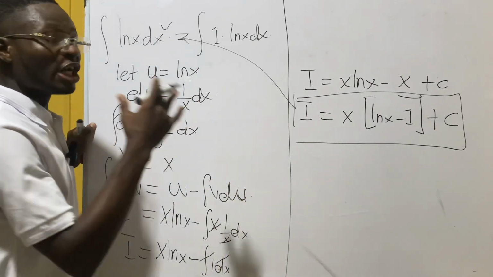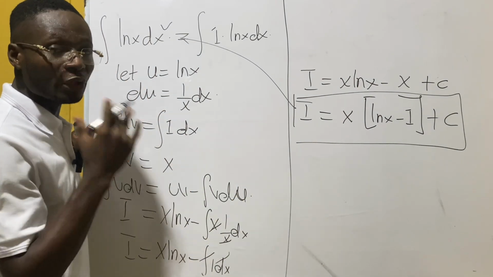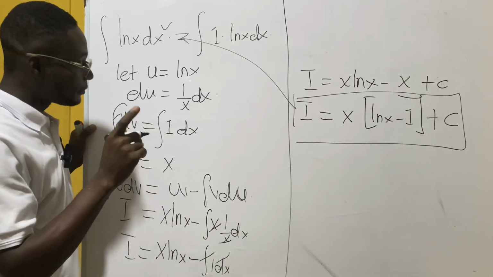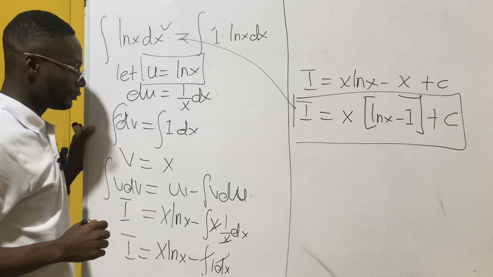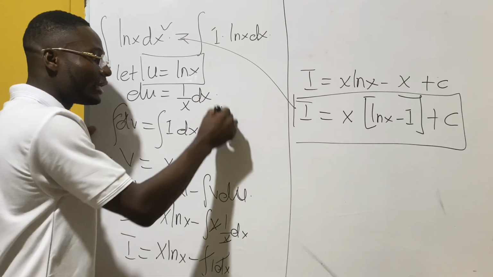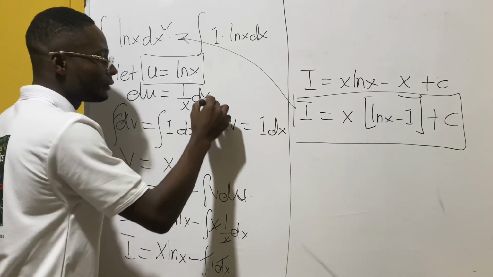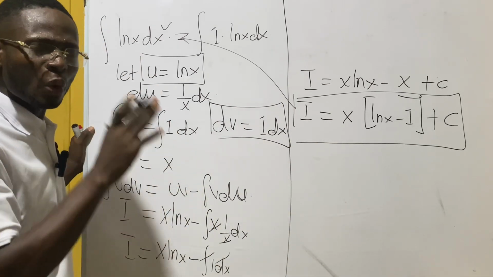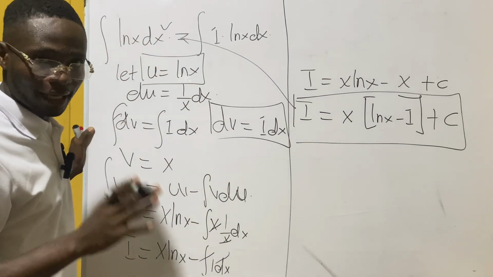Ladies and gentlemen, always don't forget that when you have ln x dx and you want to integrate, then your ln x will represent your u, okay? And your dv will be equal to 1 dx. Okay, so that is how we go about integrating ln x dx.